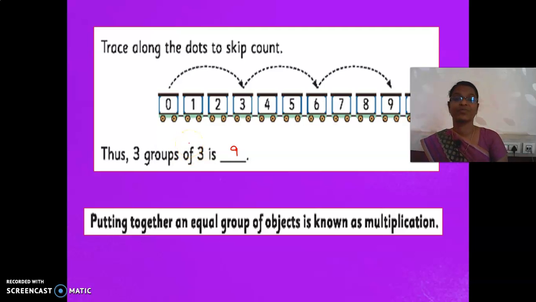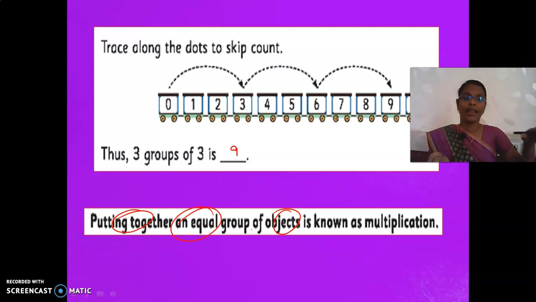So what have you understood? When we are putting together, what term am I using here? Putting together. So it is the keyword of addition, isn't it? Putting together, and the other term, an equal group. What is that? An equal group of objects. So the groups may be different, but in each group, the objects should be equal.